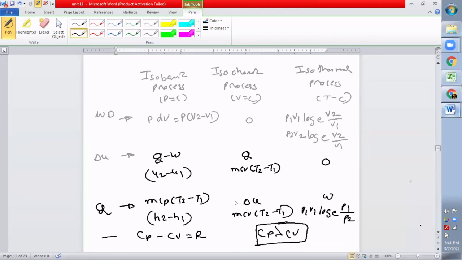In order to solve the numericals based on these three different processes, in the next lecture we are going to explore one more process, called the adiabatic process, that is PV raised to power gamma equal to constant, and we'll solve the numericals on that. Any doubt in today's lecture? No, sir. No doubt. All of you with me? Yes, sir.